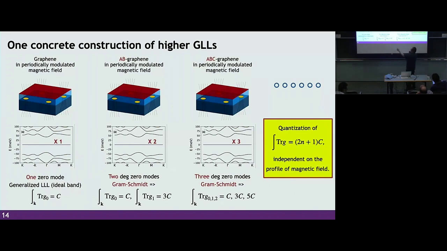So in the AB graphene case? In fact, in the AB graphene case, one of the bands will be identical to the first. But if I'm given just the two-dimensional space, like a space of two bands, how do I pick the one? So in this construction, we still need to do this recursively. But I will later talk about a more general construction. This is a very concrete example, to illustrate.